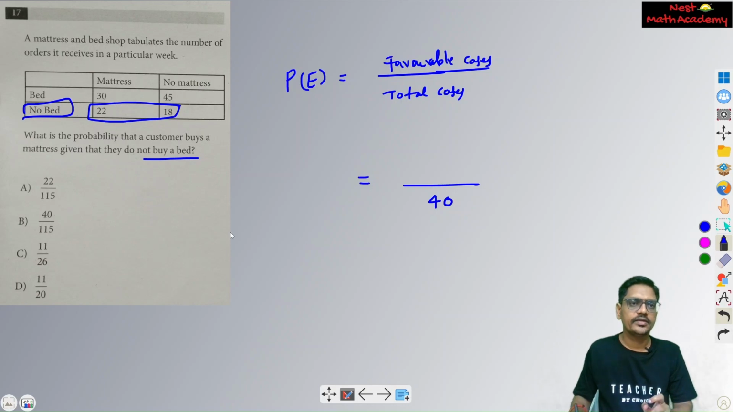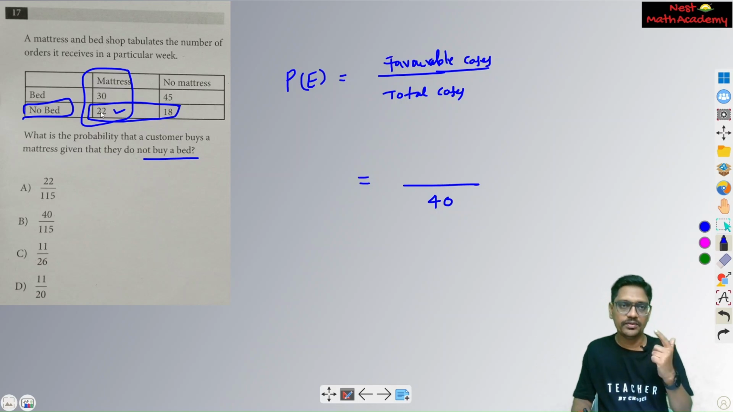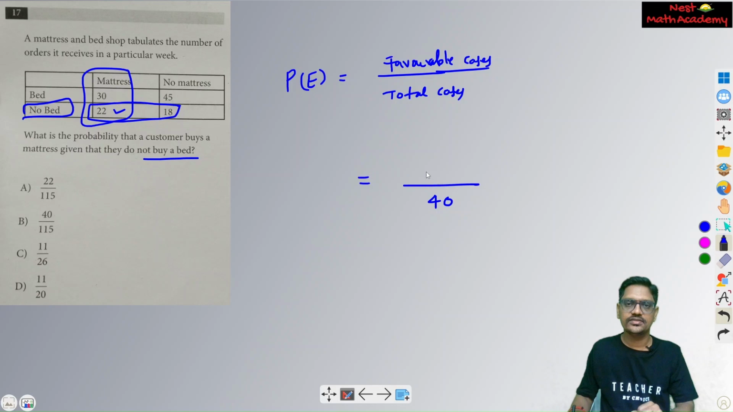Now the other part is, out of these 40, we want customers who buy a mattress. This is the intersection. They're not buying a bed but buying a mattress. 22 is the number who are buying the mattress but not buying a bed. So, but these two total, not buying a bed, is 40. Out of these 40, I want the people who are buying the mattress as the favorable cases. So 22 in the numerator.